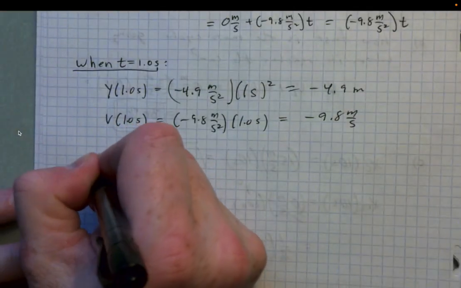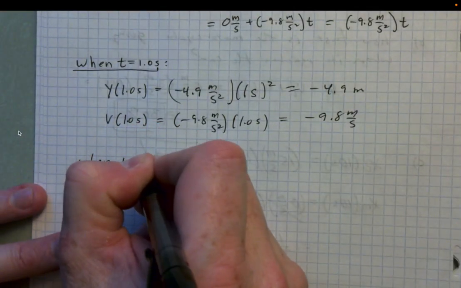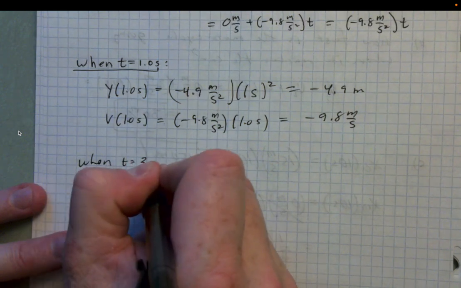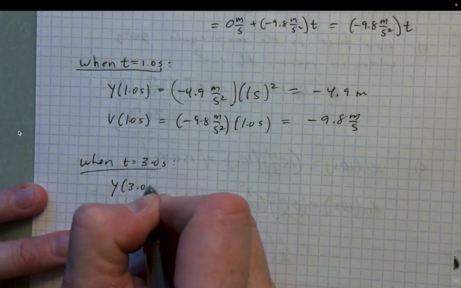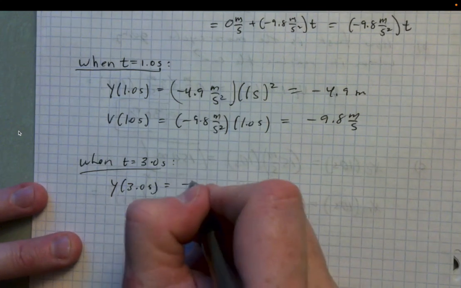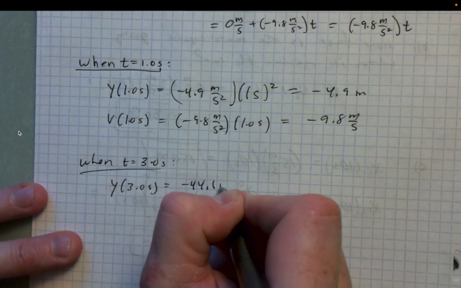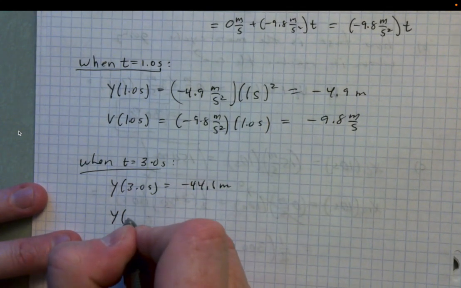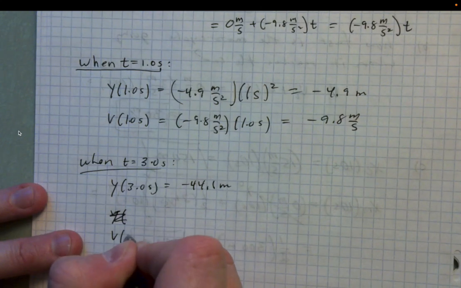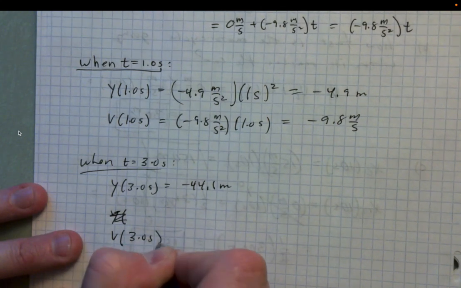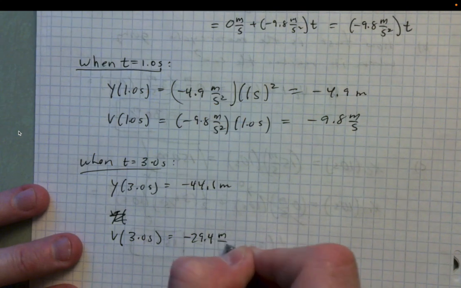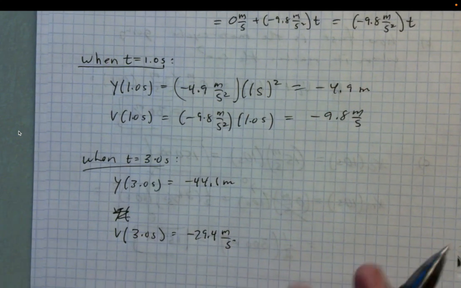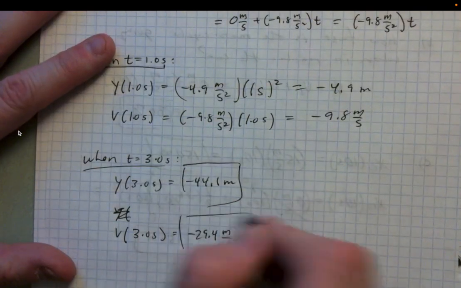And then when t is equal to 3 seconds, it's the same exercise, isn't it? So y of 3 seconds is equal to negative 44.1 meters, and velocity at 3 seconds is equal to negative 29.4 meters per second. Okay, so there you go, real simple.